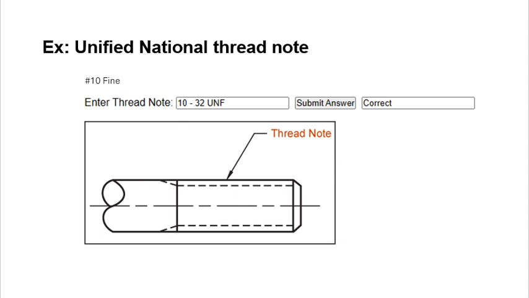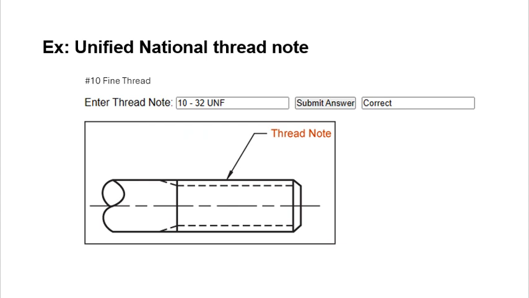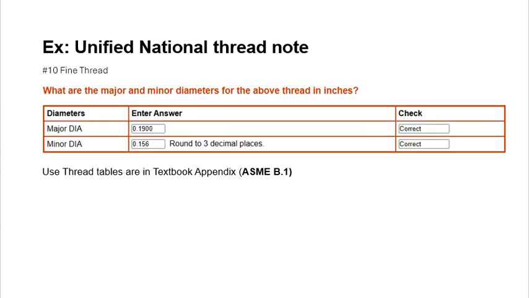Okay, and then we'll go to the next one. The same thing, we'll use the appendix, ASME. Go all the way to the back of your textbook, to Appendix B, all the tables. Which one we use depends on the question. The question is the same thing for the number 10, find the thread. But this time, they want it in a different unit in the question.